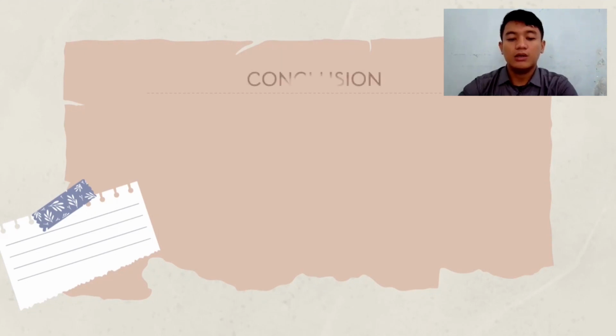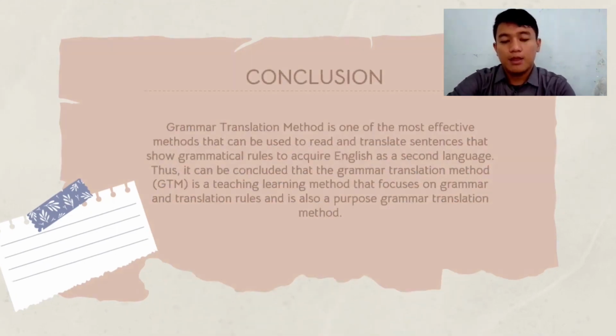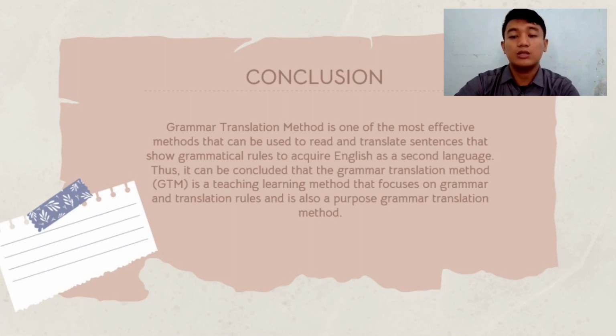And the last, conclusion. Grammar translation method is one of the most effective methods that can be used to read and translate sentences that solve grammatical rules to acquire English as a second language. Thus, it can be concluded that the grammar translation method is a teaching learning method that focuses on grammar and translation rules.